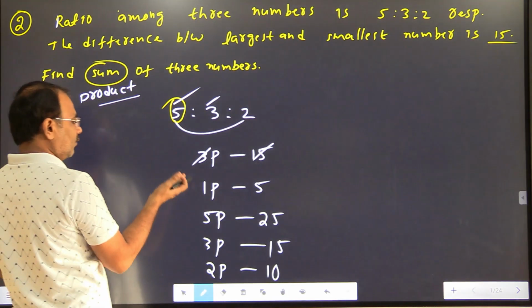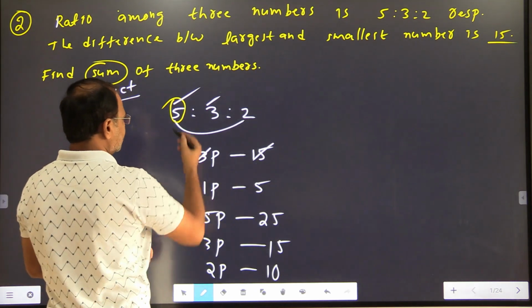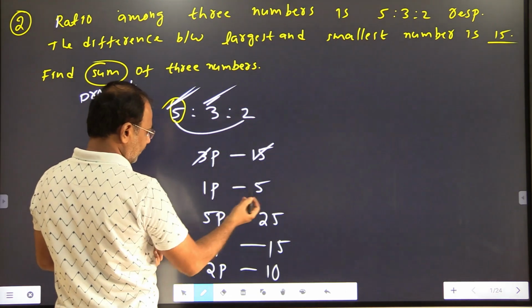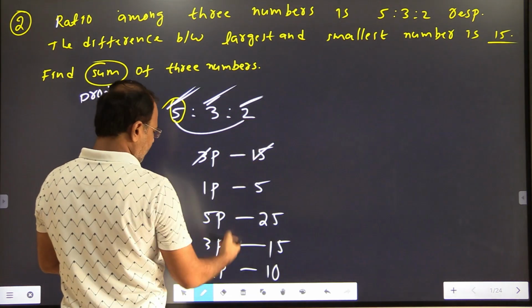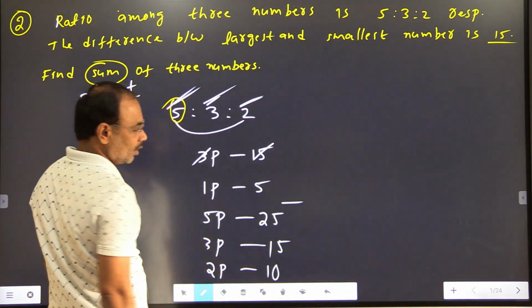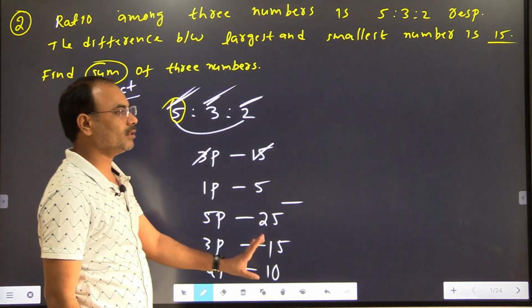So first I find 1 part, 1 part is equal to 5. Then the first number is 5 parts, 5 fives are 25. Then the second number is 3 parts, 3 fives are 15. Then the last number is 2 parts, 2 fives are 10. So 25 is the first number, 15 is the second number, 10 is the third number.